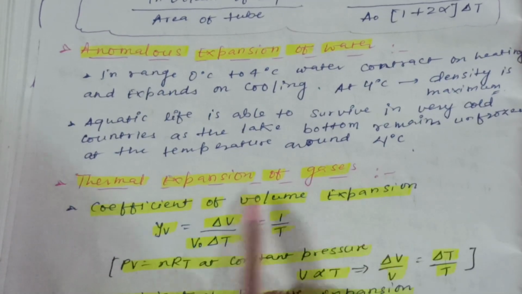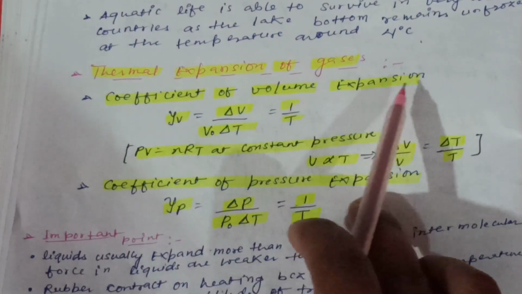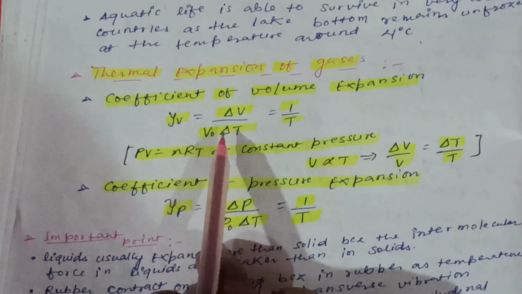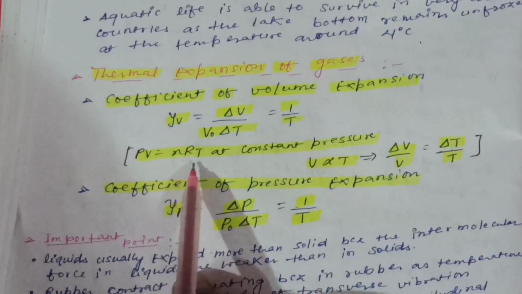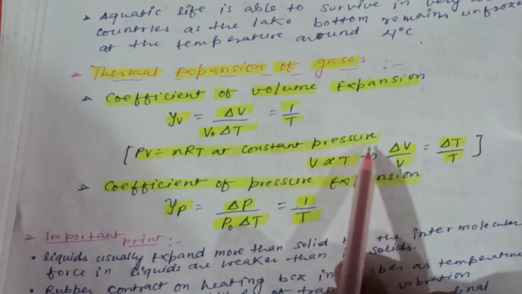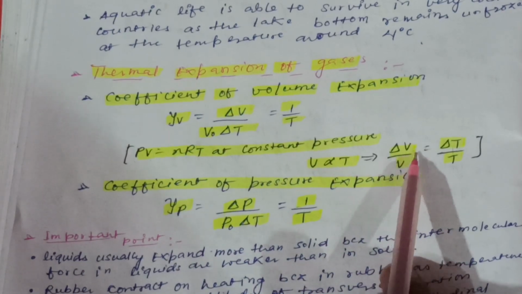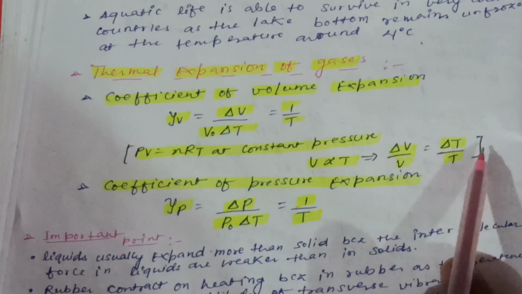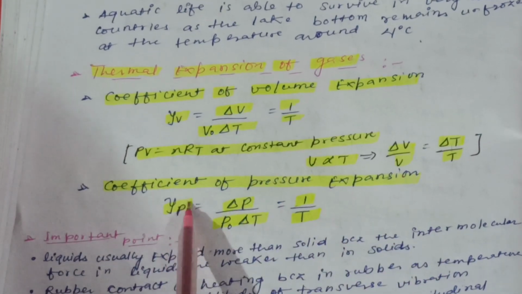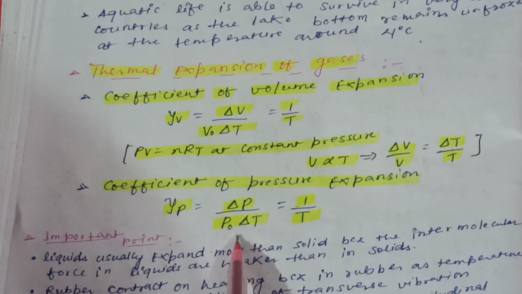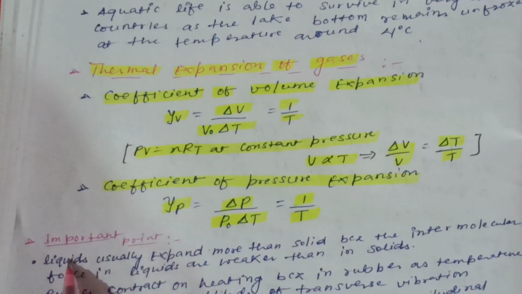Thermal expansion of gases. Coefficient of volume expansion gamma V is equal to delta V upon V naught delta T is equal to 1 upon T. PV is equal to nRT; at constant pressure, V is directly proportional to T, so delta V upon V is equal to delta T upon T. Coefficient of pressure expansion gamma P is equal to delta P upon P naught delta T is equal to 1 upon T.